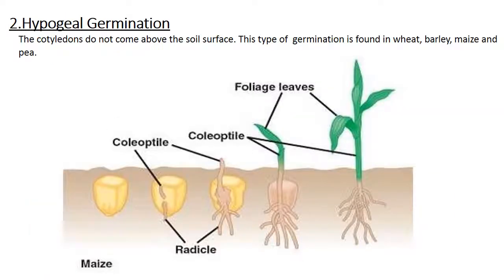Hypogeal germination. Here the cotyledons do not come above the soil surface. This type of germination is found in wheat, barley, maize and pea.